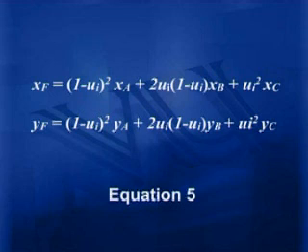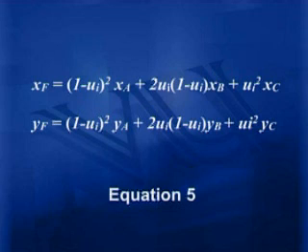xf equals 1 minus ui squared xa plus 2 ui times 1 minus ui times xb plus ui squared xc. That would be xf, and yf would be 1 minus ui whole squared ya plus 2 ui times 1 minus ui yb plus ui squared yc. Thus we have expressed xf and yf in terms of the original points that were given as the control points for our curve A, B and C.